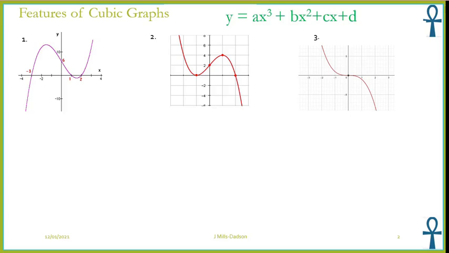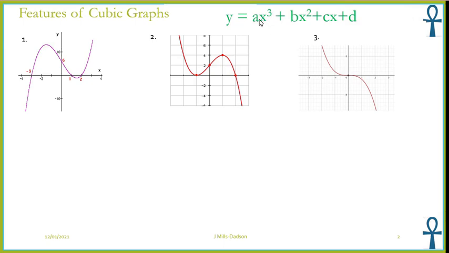Let's first have a talk about features of cubic graphs. Cubic graphs are generally of the form y equals ax cubed plus bx squared plus cx plus d. The d is the intercept, the constant is the intercept. It's a cubic graph because the highest power of x is cubed.